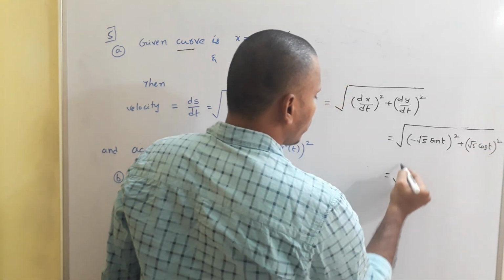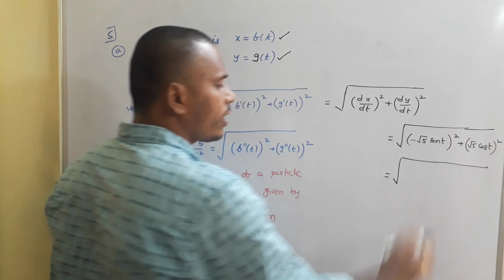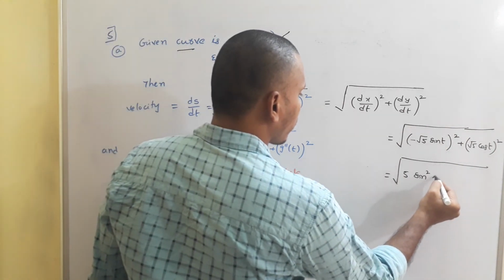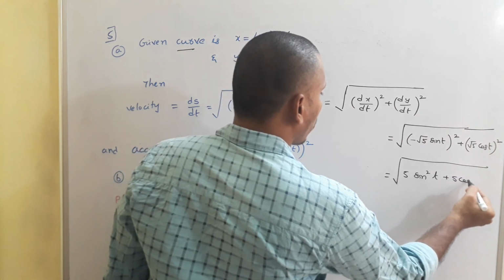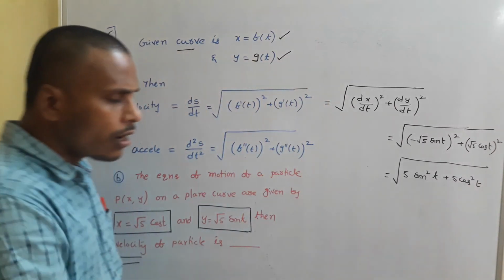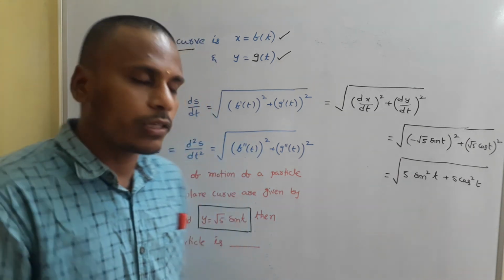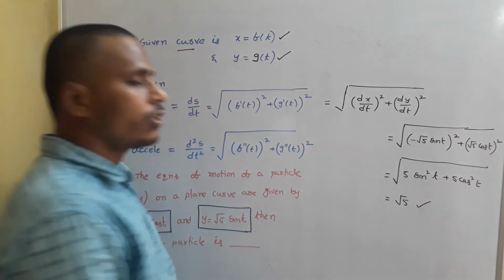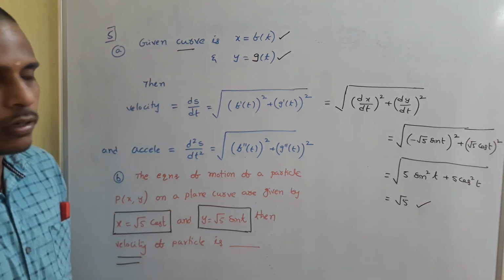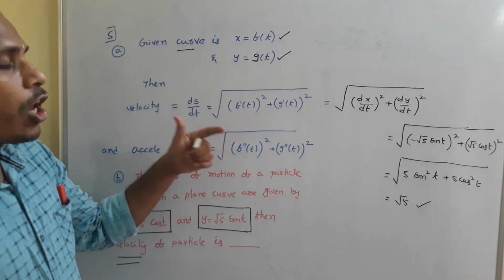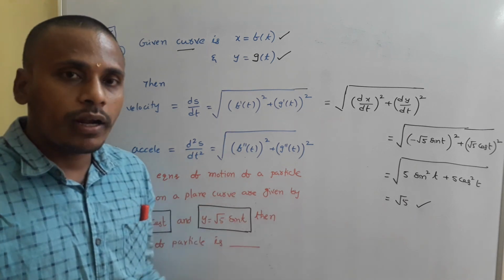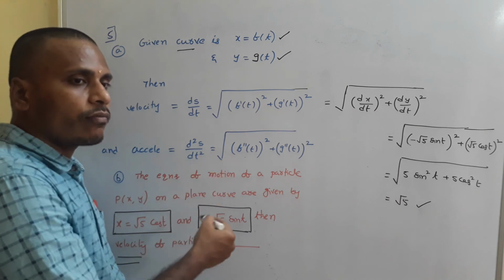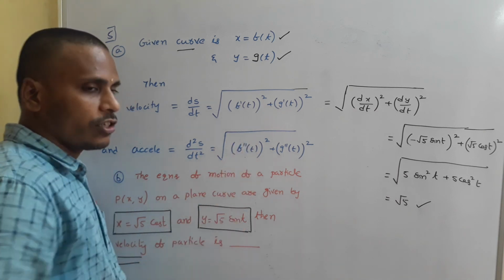We need to simplify. This is equal to the square root of minus root 5 squared, which is 5 sin square t, plus 5 cos square t. Just take 5 common, and we know sin square t plus cos square t is 1. You are left with root 5, and root 5 is our velocity for this problem. So if x and y are not directly connected and are connected through a parametric quantity t, then velocity and acceleration can be found using these relations.